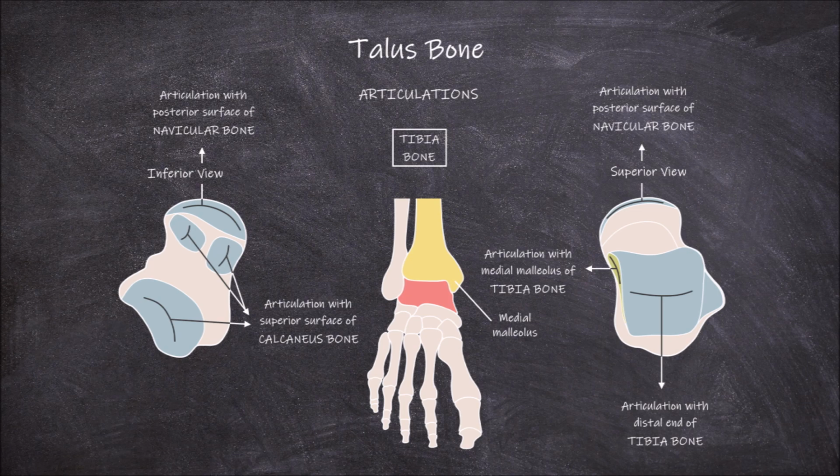The fourth and final articulation is with the fibula bone. The facet on the lateral surface of the talus bone articulates with the lateral malleolus of the fibula bone.